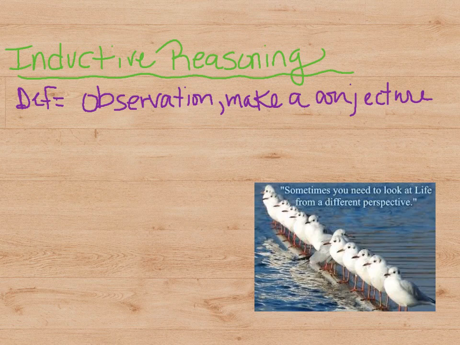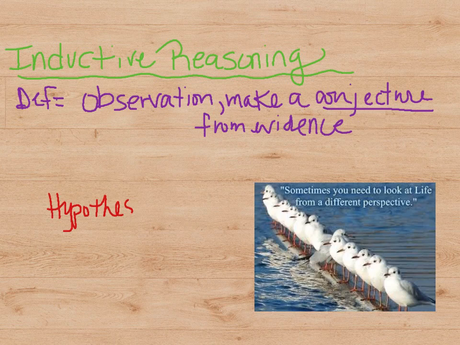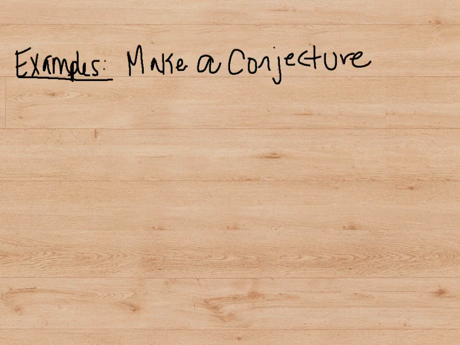So, again, inductive reasoning: observing, making a conjecture from the evidence that we have. Now, I hope that we know what conjecture means. Conjecture, just in case you don't know, is kind of like a hypothesis. So that's what we're working on today, is hypotheses, working on, well, what happens if this happens and what happens if this happens, taking a look at evidence. All right, so let's go to some examples of what it might look like.